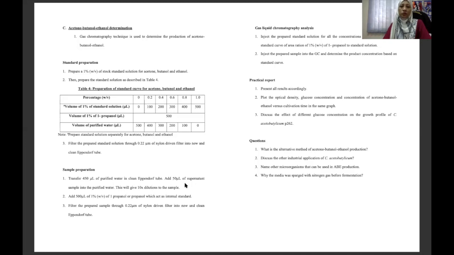But you need to dilute. Just take 50 microliter and add 450 microliter of purified water. This will give you 10 times dilution, so later you need to multiply back by 10 after you carry out the analysis. And then you add the internal standard, 500 microliter, so it will be a 1-to-1 ratio with the internal standard. And once you prepare this, you need to filter.